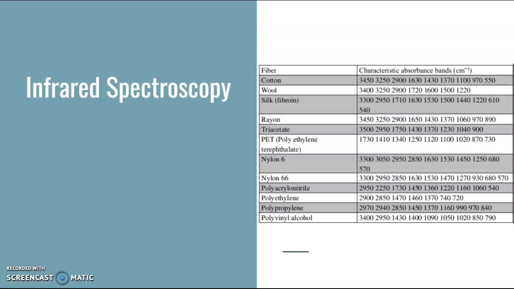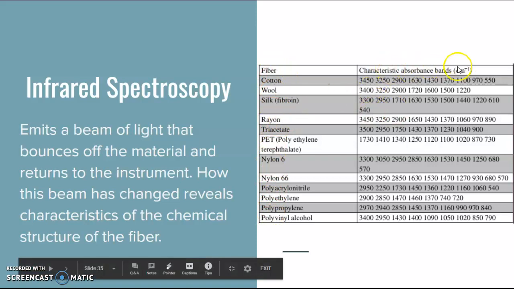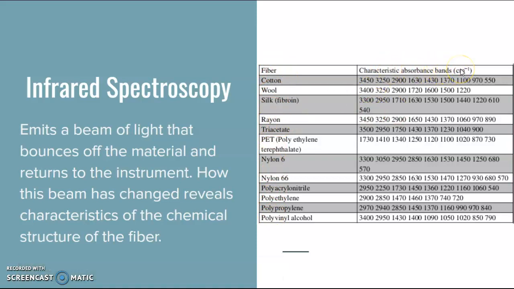Infrared spectroscopy is really interesting. This emits a beam of light that bounces off the material and returns to the instrument. How this beam has changed reveals characteristics of the chemical structure of the fiber. So what are the different types of chemical groups that make up this type of fiber? In this graph here, we have the different types of fibers and then the characteristic absorbance bands, which you will see in the next couple of slides. For cotton, you will see these different bands at these absorbencies. For wool, it will be these, silk, so on and so forth. So let's look at those.